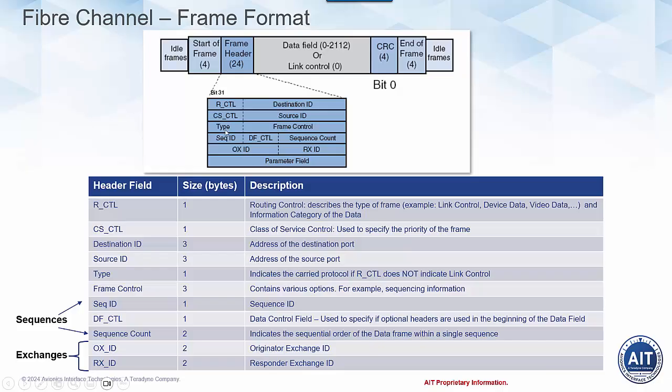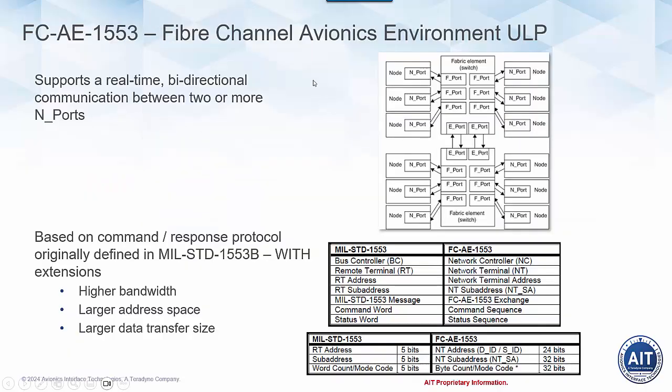You also have a type field that indicates the upper level protocol that is being carried within the payload of that frame. You have a CRC to keep the integrity of the data, calculated over the payload and the header of the frame, and then a pattern that signals the end of the frame.